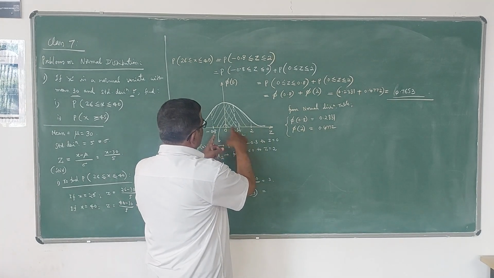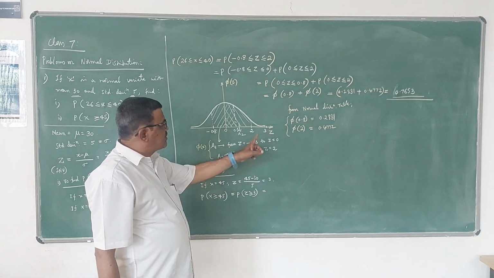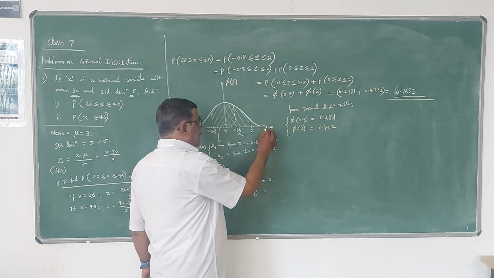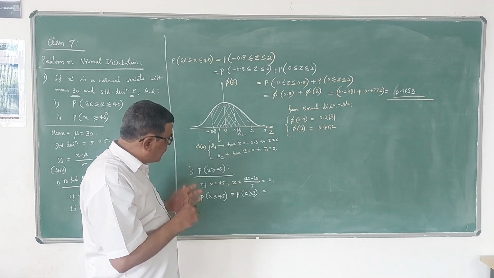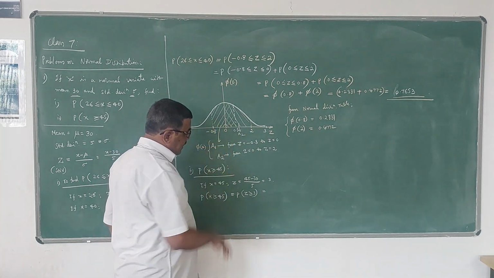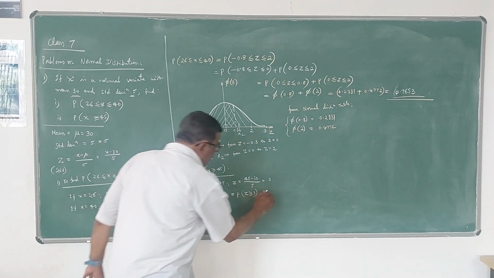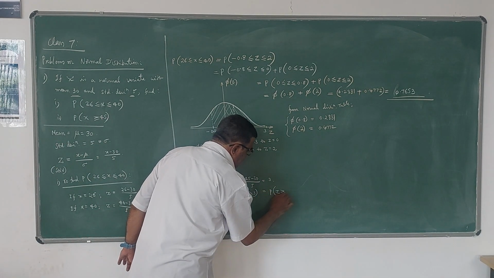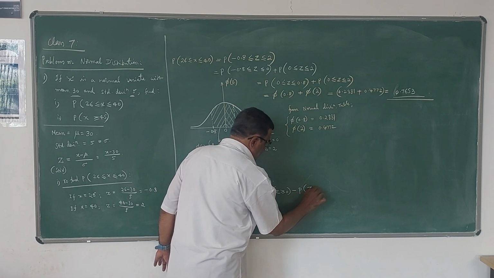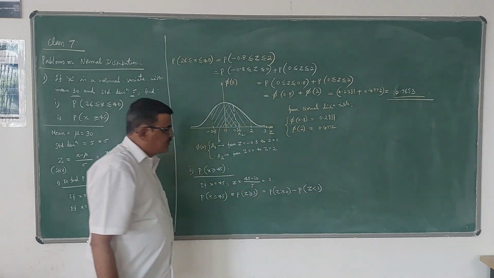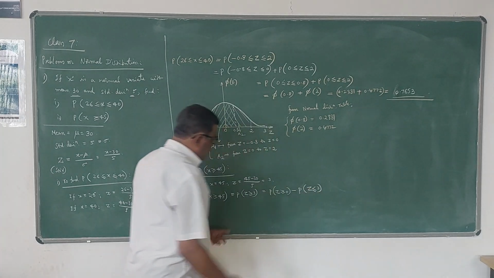Once again, if you see this graph, 3 will be somewhere here. We have to get Z greater than or equal to 3, which is still beyond this. How to get that? We have to deduct, we have to take less than. So this is nothing but P of Z greater than or equal to 0 minus P of Z less than or equal to 3.